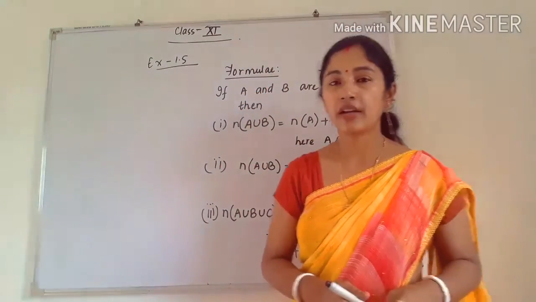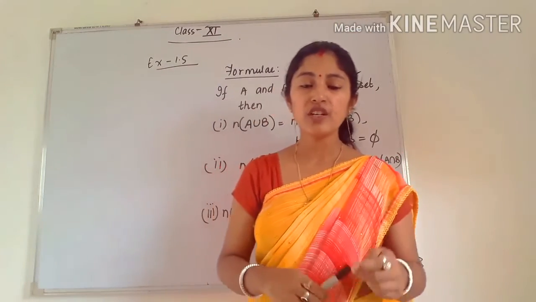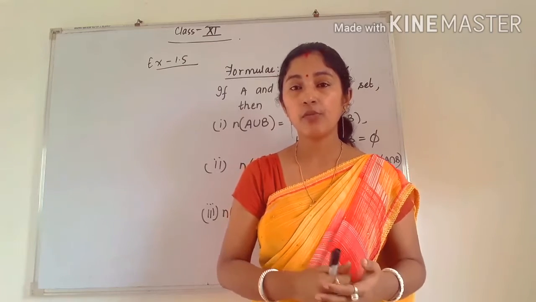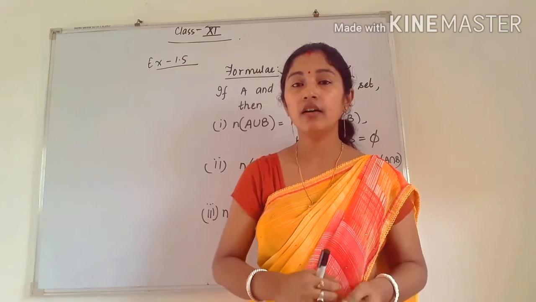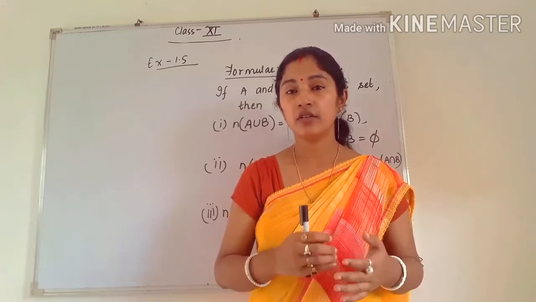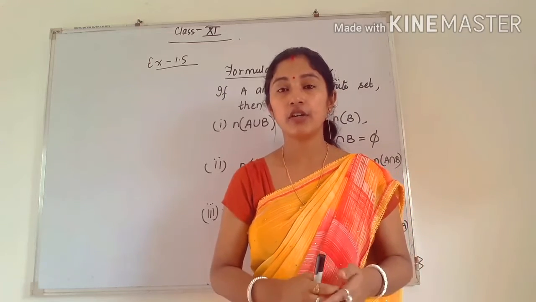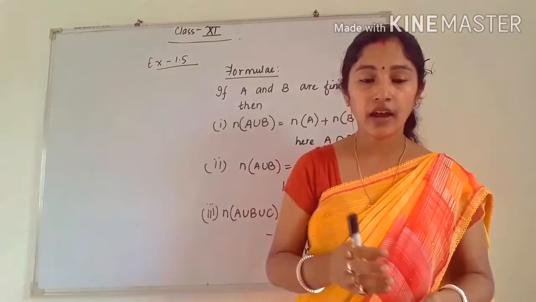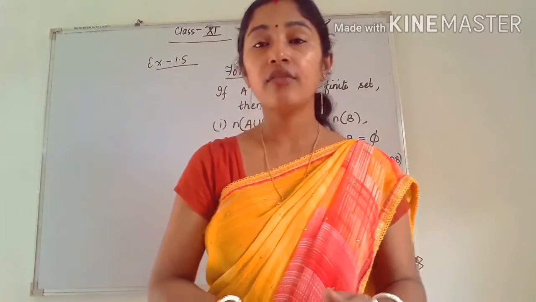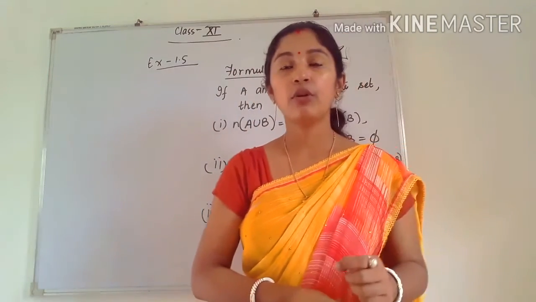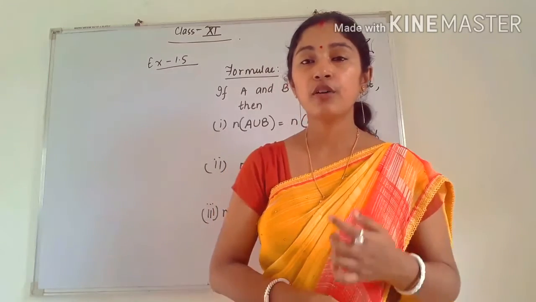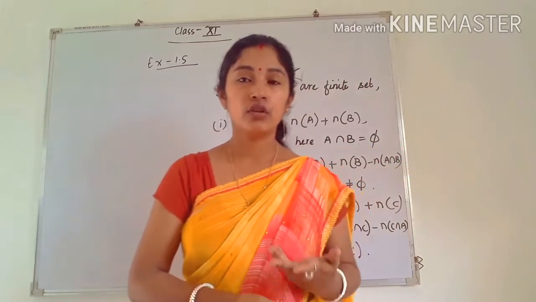There are some practical problems which are related to real life or daily life. Those practical problems we can solve using the properties of union and intersection of sets. There are some formulae derived in this set, which can be useful in the probability chapter also. There are also some formulas for 3 sets.